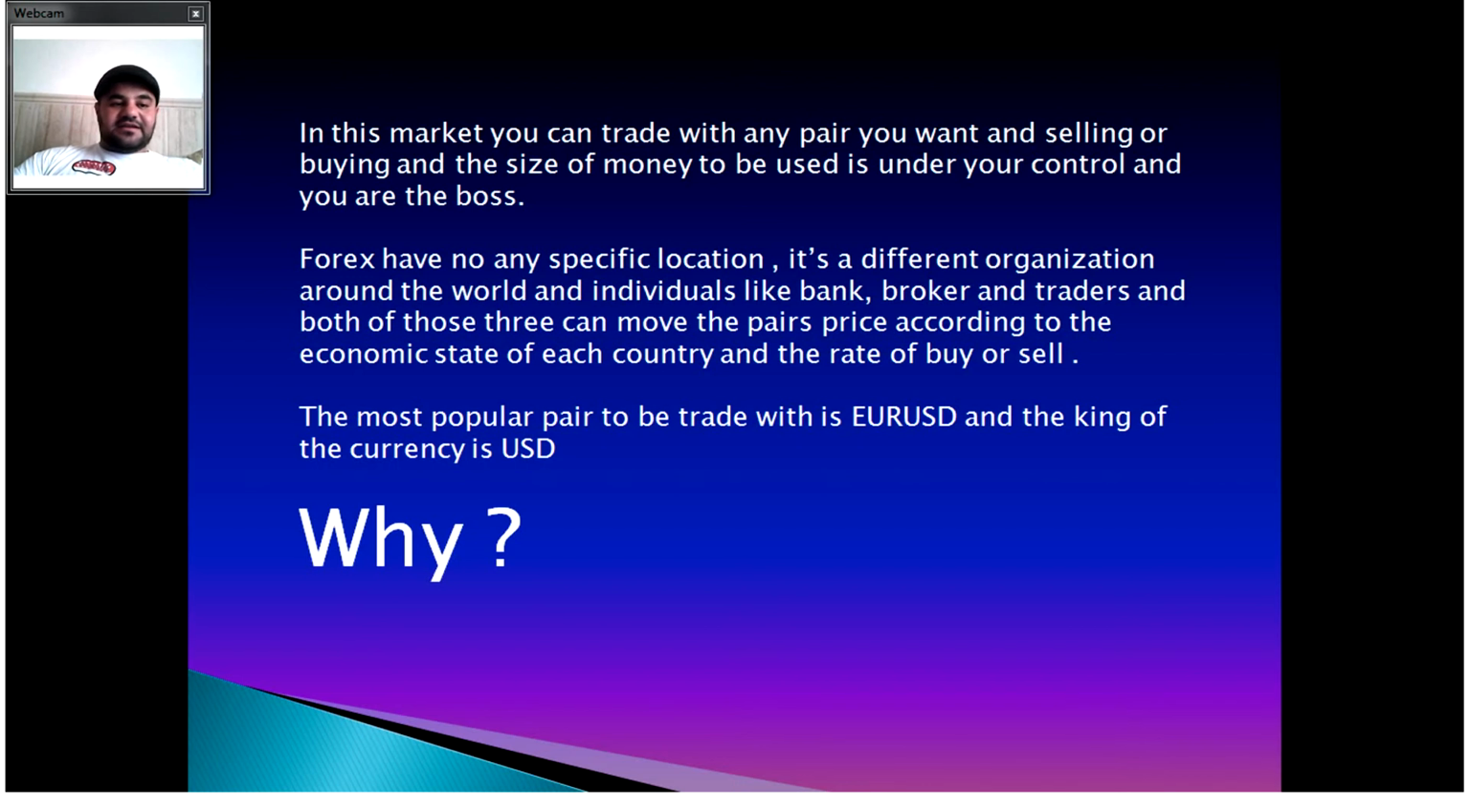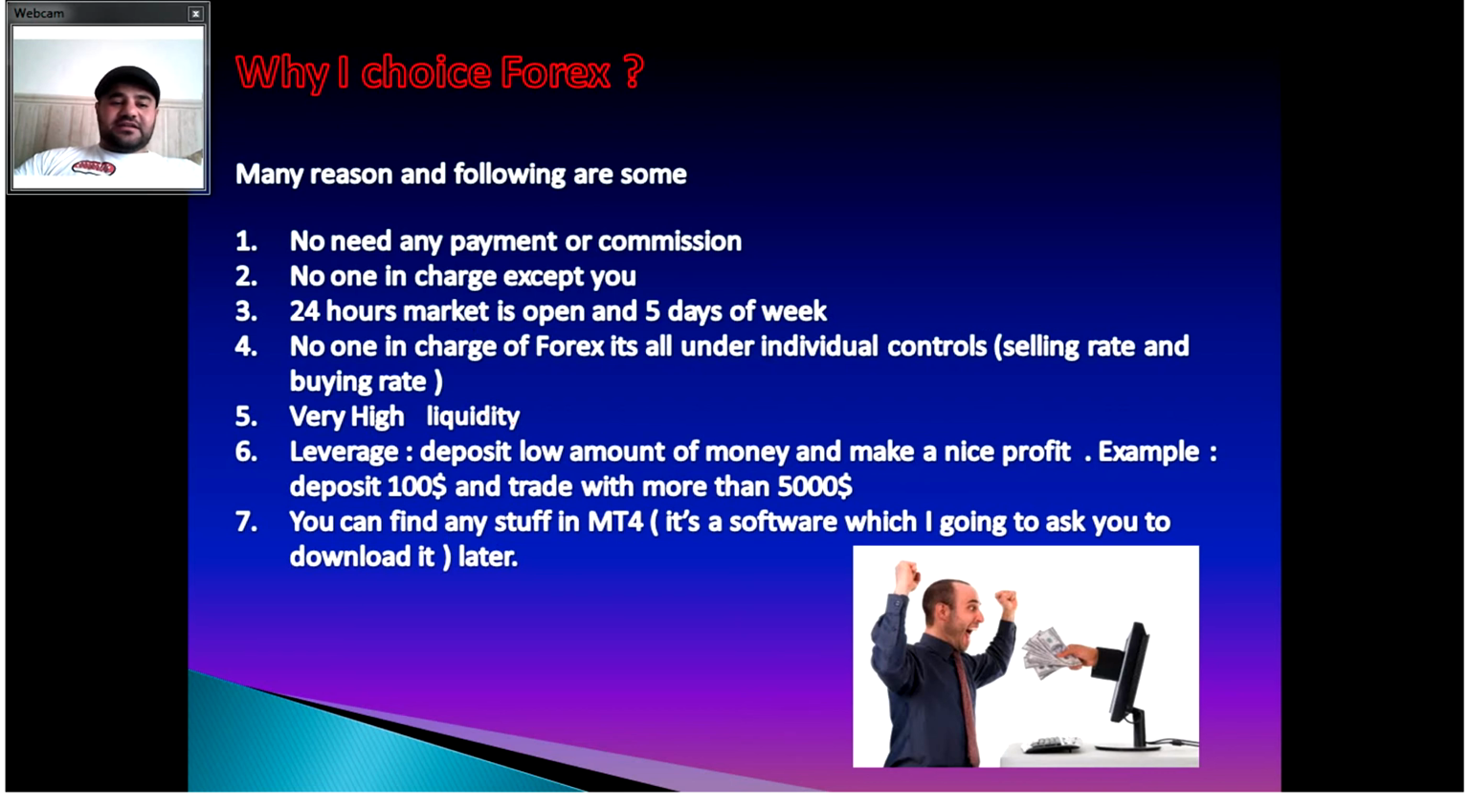You can determine the trend of the market easily, and I'm going to explain how to determine the trend of the market. But with EUR/USD you can do it very easily, just like I did. Okay. Anyway, let's move to another slide.